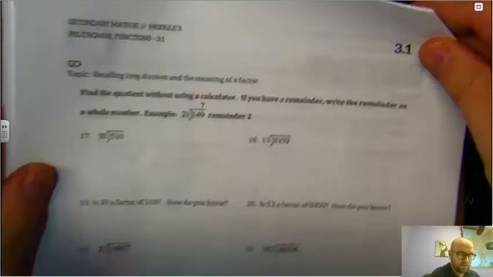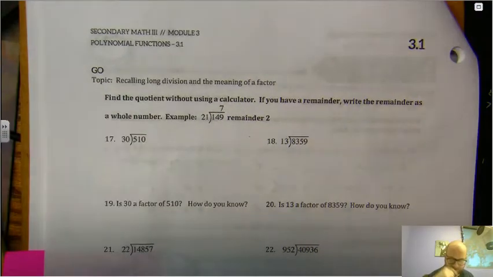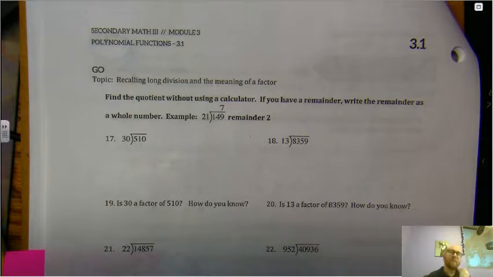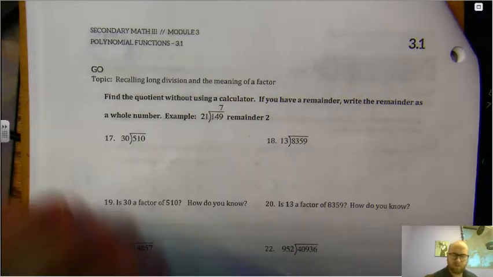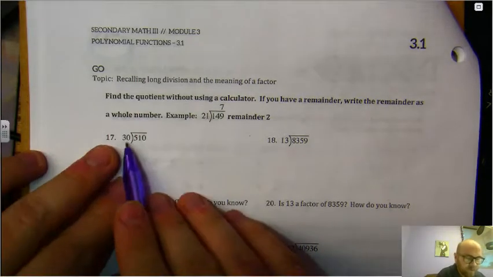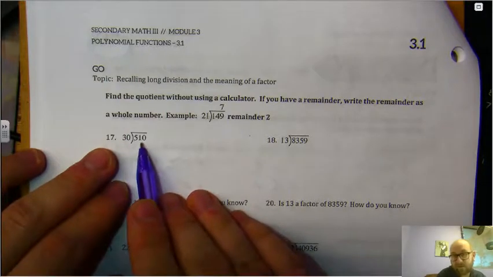Oh yeah, long division. Who knew we would be coming back to long division? Now, these are more basic long division problems to get you ready for a more complicated long division we're going to be doing later. But it's a good reminder to recall how all of this works. So for number 17, we're looking at 30 into 510.